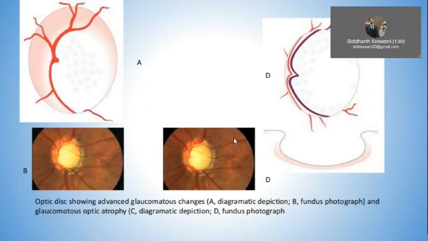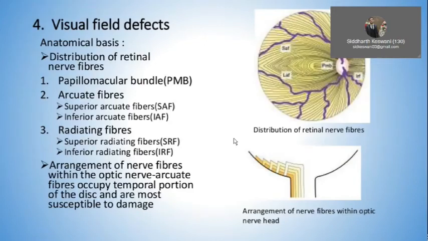Okay, so next we come to the visual field defects. This depends upon the distribution of the retinal nerve fibers. We have the papillomacular bundle, and the arcuate fibers, which include superior and inferior arcuate fibers. Then we have the radiating fibers, which also include superior and inferior radiating fibers. The arcuate fibers occupy the temporal portion of the disc and are the most susceptible to damage, so this part is likely to get damaged early. You need to remember this. You need to understand about the arcuate fibers and the radiating fibers.